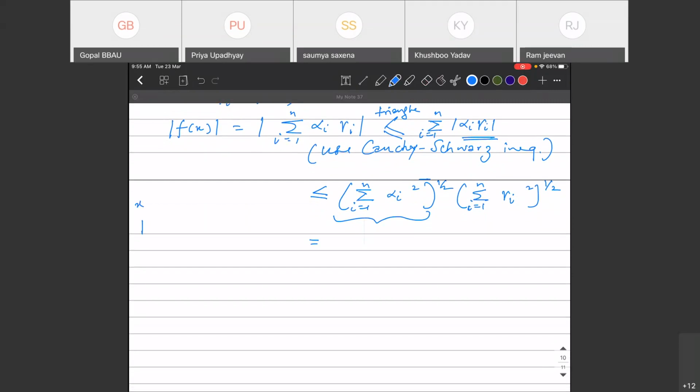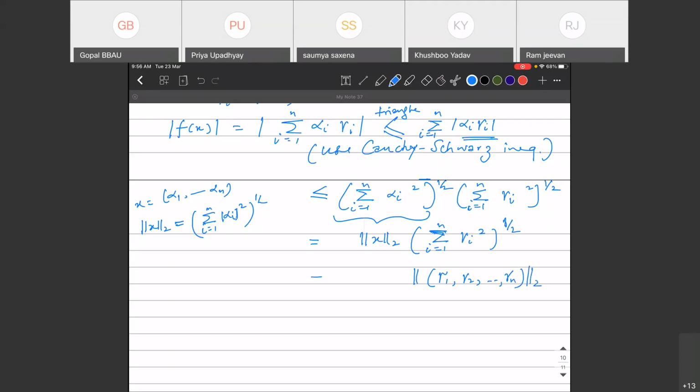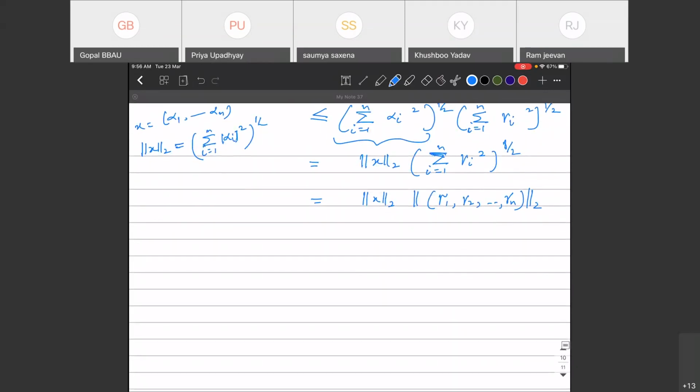So x was alpha_1 to alpha_n. How did you define the norm of x? Summation i from 1 to n of mod alpha_i squared, whole to the power 1 by 2. This part is norm x, correct? Yes. And the second part is summation i equal to 1 to n of gamma_i squared to the power half. This is the norm of gamma_1, gamma_2, ..., gamma_n, correct? Any doubt here?